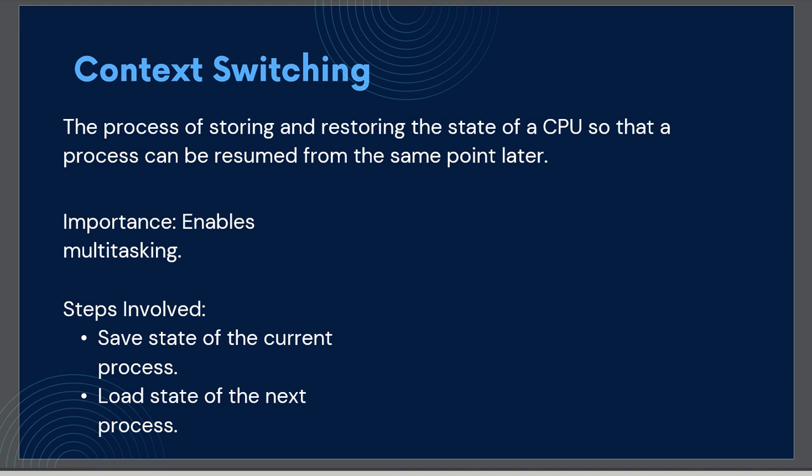Context switching. Context switching is the process of saving the state of a running process so that it can be resumed later, allowing the CPU to switch between processes. It enables multitasking by letting the CPU quickly switch between different tasks.